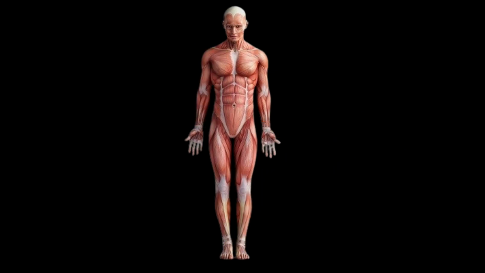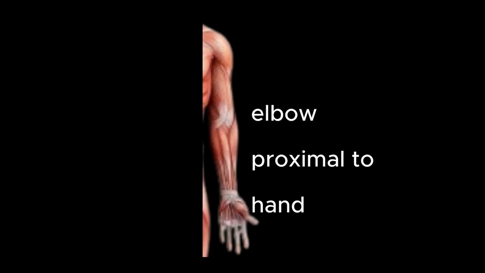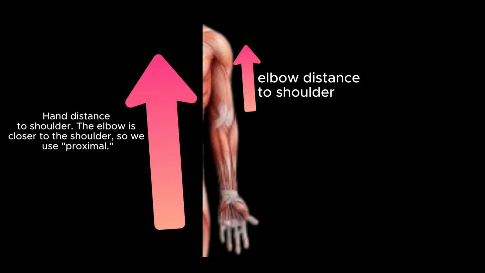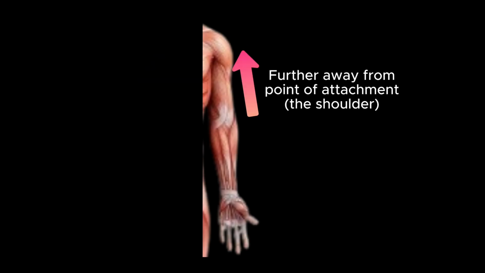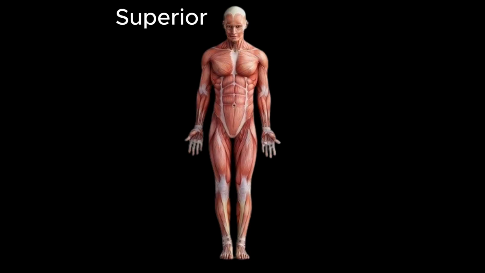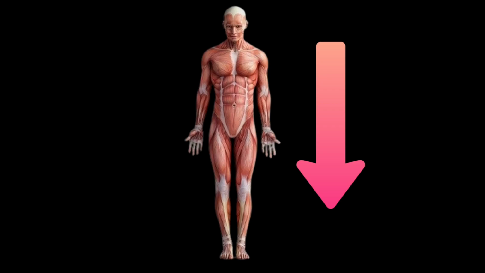For example, I would say that my elbow is proximal to my hand, as it is closer to the point of attachment, the shoulder. Or my index finger is distal to my shoulder, as it is further away from the point of attachment. Superior and inferior. Superior means above, and inferior means below. For example, the head is superior to the thoracic cavity, and the feet are inferior to the heart.